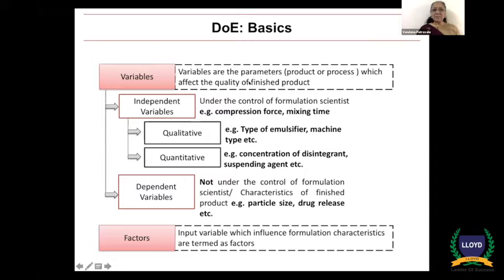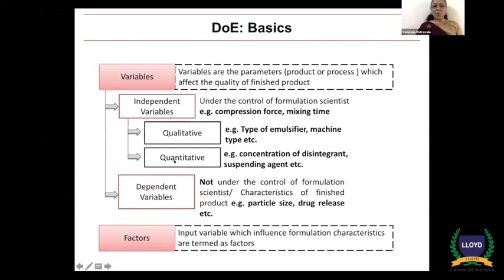What are variables? Variables are the parameters. It could be process related, could be product related, which are going to affect the quality of finished product. You can divide them as independent variables and dependent variables. I also put them as, just so that students remember, these are input and these are output. So input are independent, output are dependent. So these again could be qualitative or quantitative. You are making an emulsion, whether you're using oil in water type of emulsifier or water in oil type of emulsifier, that is qualitative. You're using single rotary, double rotary, that is qualitative.